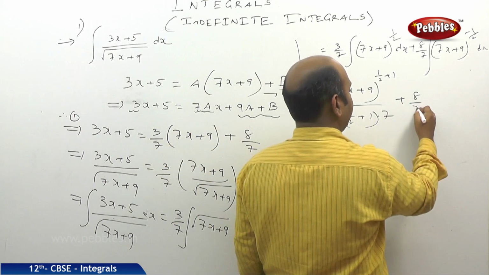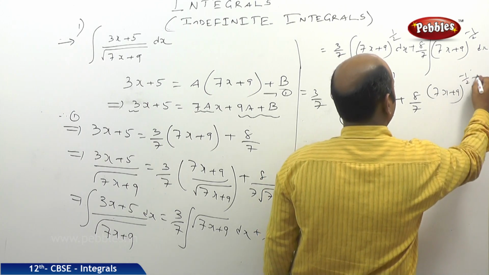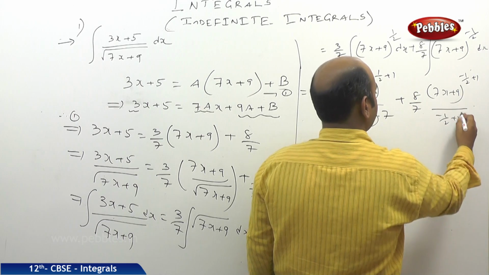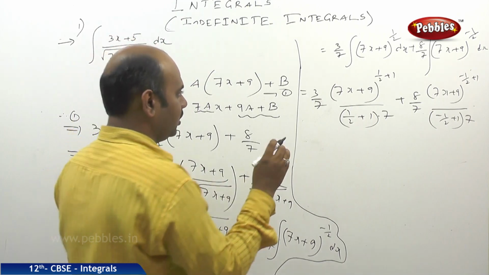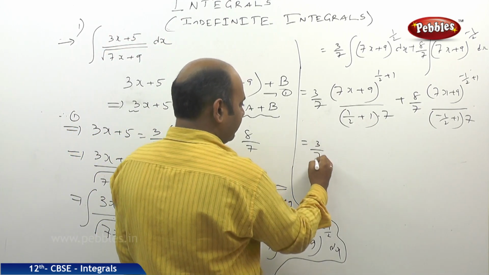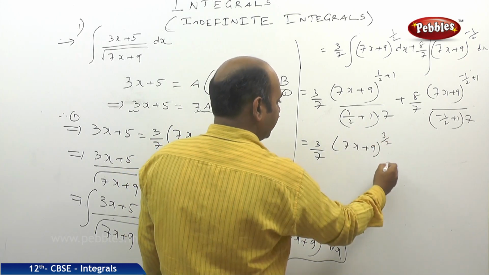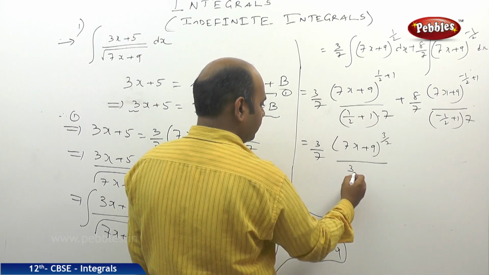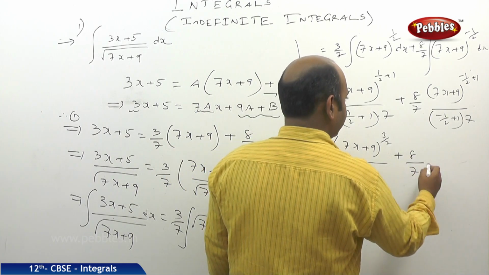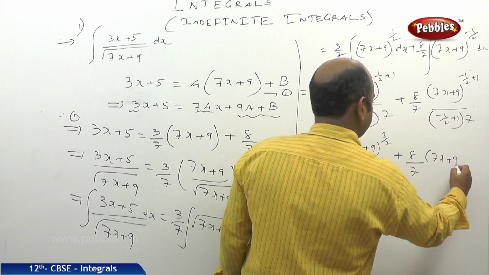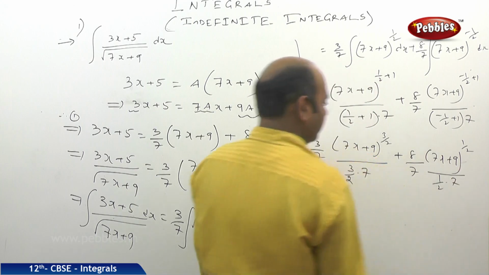Similarly here also, 8 by 7, (7x plus 9) whole power minus 1 by 2 plus 1, that is, 1 by 2 plus 1, and the coefficient of x, 7, comes to the denominator. So later, 3 by 7, (7x plus 9) whole power 3 by 2, since 1 by 2 plus 1 is 3 by 2, divided by 3 by 2 into 7, plus 8 by 7 into (7x plus 9) whole power 1 by 2 divided by 1 by 2 into 7.